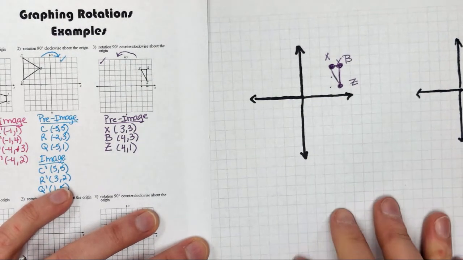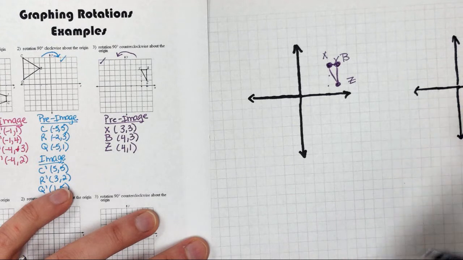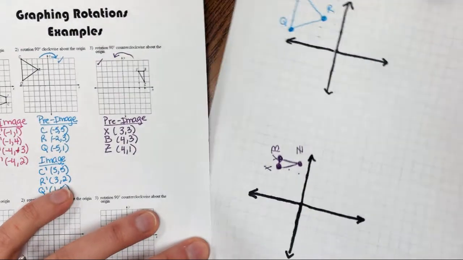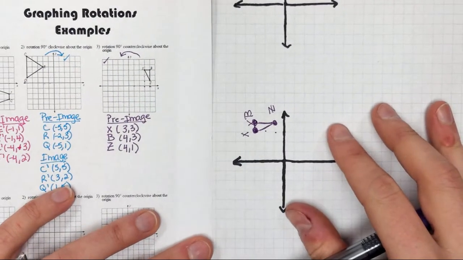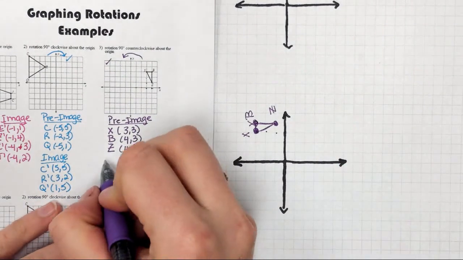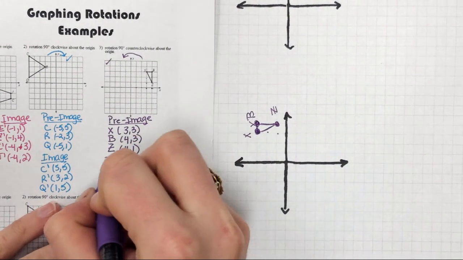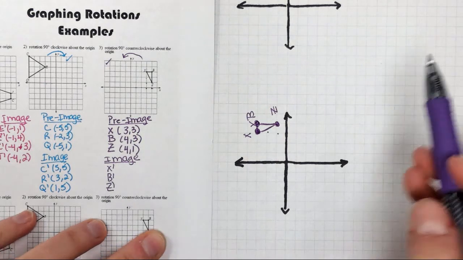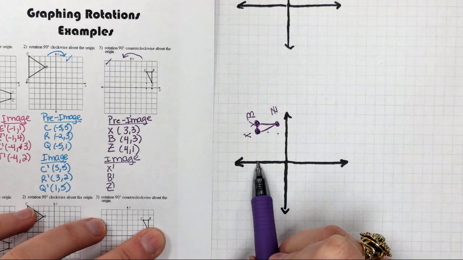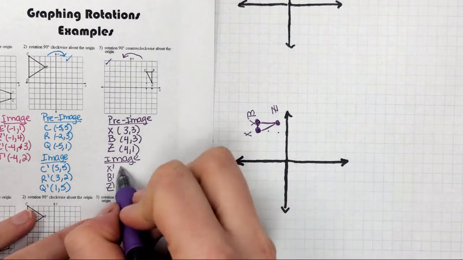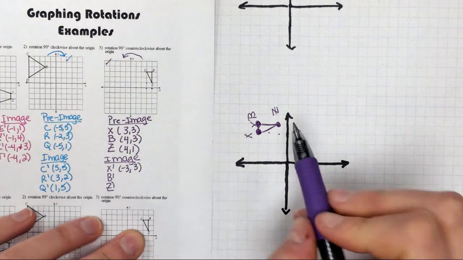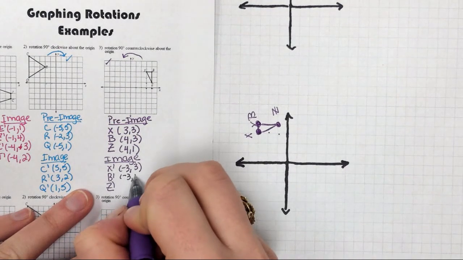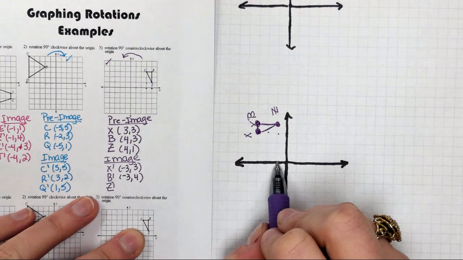And then I'm physically going to turn my paper 90 degrees in the counterclockwise direction, so I'm going to rotate my paper. And then I'm going to read off the coordinates of the image. So if I look here, I've got X prime, B prime, and Z prime after the transformation. So X prime is at the point -3, 3. B prime is at the point -3, 4. And Z prime is at the point -1, 4.